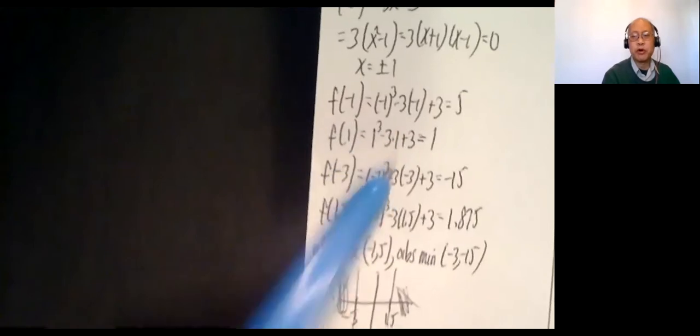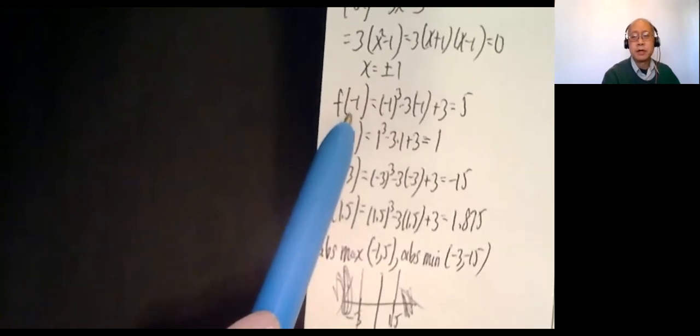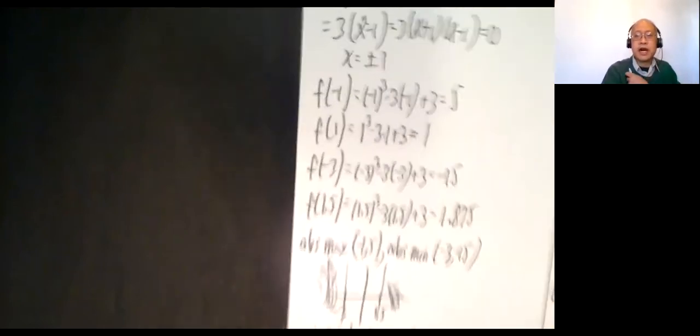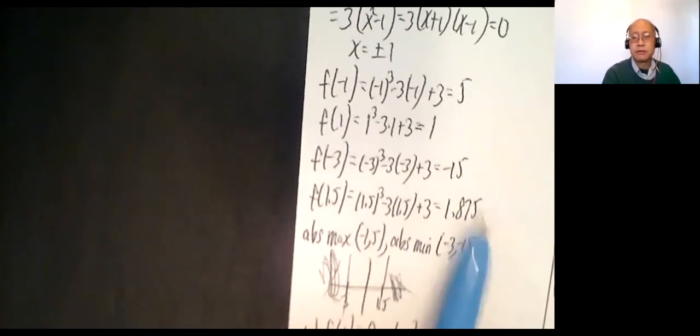All right, so I have my 4 points. Negative 1 comma 5, 1 comma 1, negative 3 comma negative 15, 1.5 comma 1.875. Okay, so I look at the y values. Remember, these are y values. So which is the highest? Looks like 5.